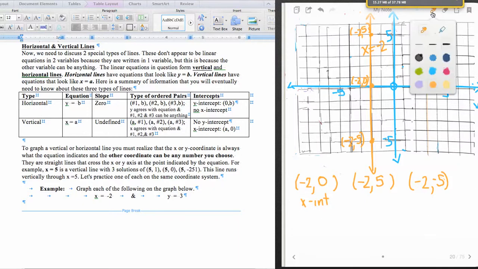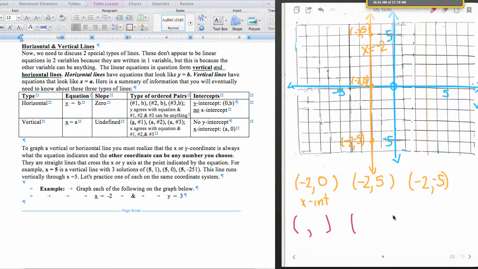Very, very easy. Now I'm going to change colors, and we're going to do the y equals line. Now when I see an equation y equals, I know that I'm dealing with a horizontal line. So the same thing as before, I'm going to get my ordered pairs set up here. Every single ordered pair on a horizontal line, I know what the y value equals. It tells me this y value needs to be 3. So I'm going to put 3 in every single one.